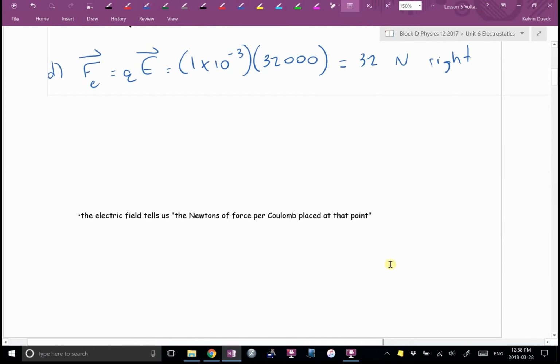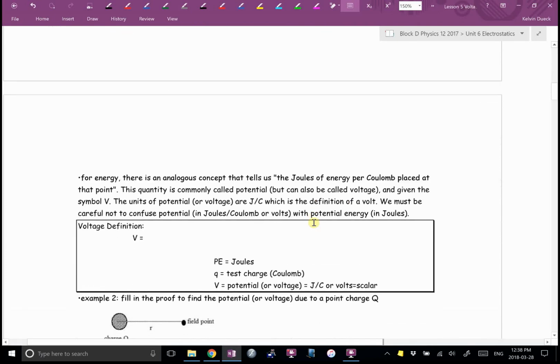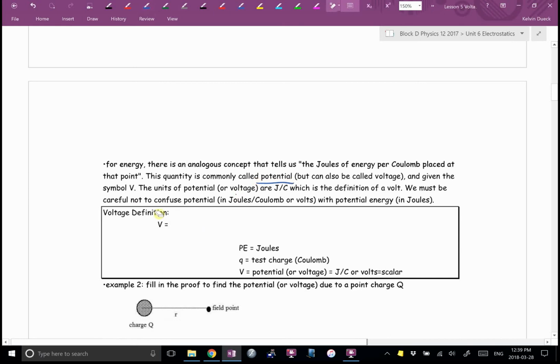The electric field tells us how many newtons of force per coulomb at a location. I need you here because now we're going to define voltage. So ignore the distraction. Yeah, I'm looking at you. For energy, there is a similar concept. Instead of telling us force per coulomb, it tells us joules per coulomb. How many joules of energy every coulomb of charge has. This is called potential. I prefer the term voltage. It's also called voltage.